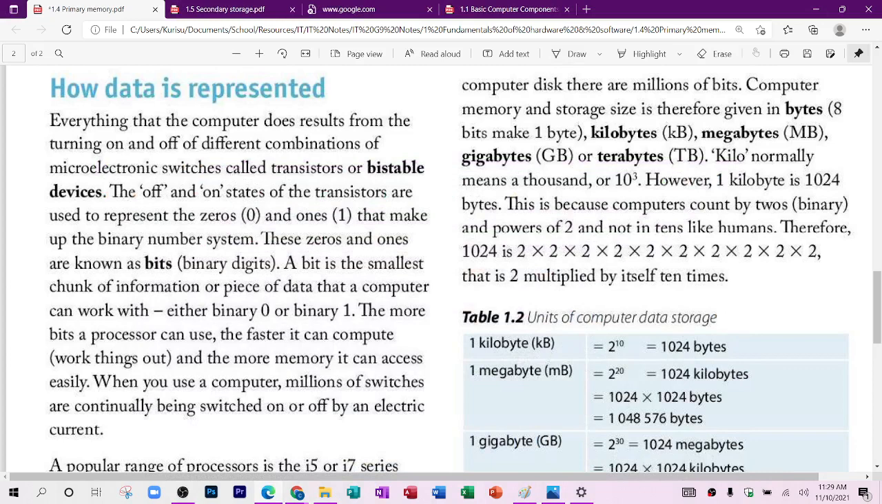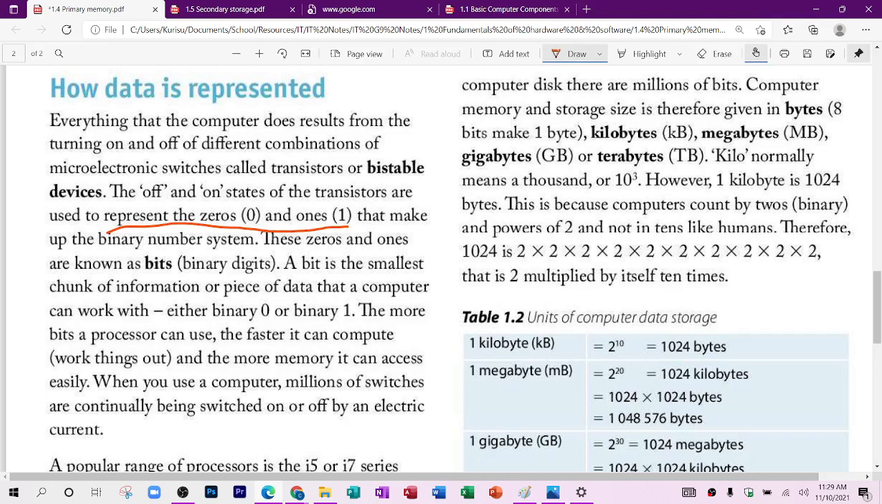How data is represented. Everything the computer does results from the turning on and off of different combinations of microelectronic switches called transistors, or bistable devices. The off and on states of the transistors are used to represent zeros and ones that make up the binary number system. These zeros and ones are known as bits, binary digits.